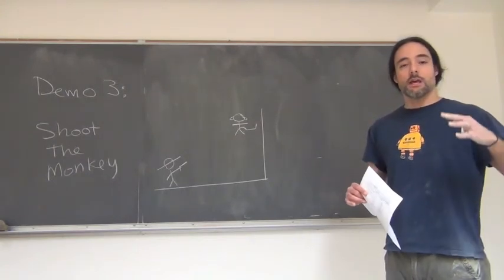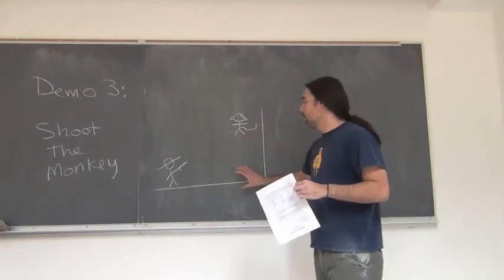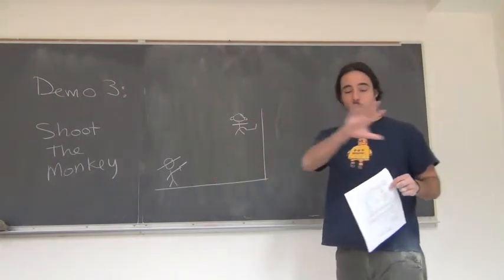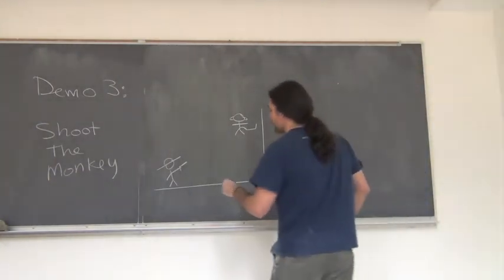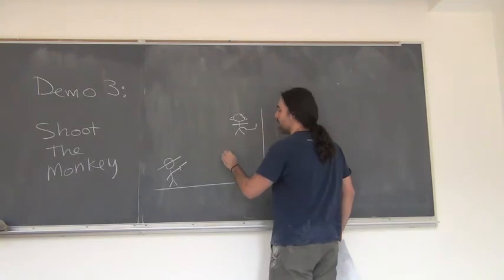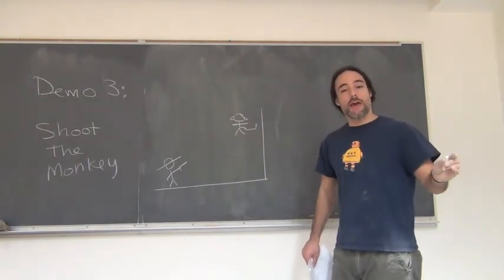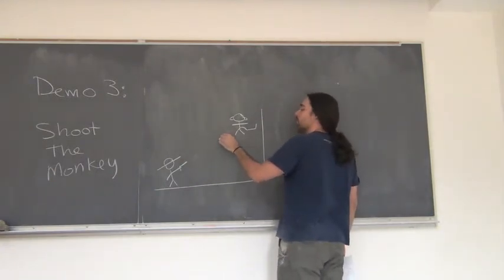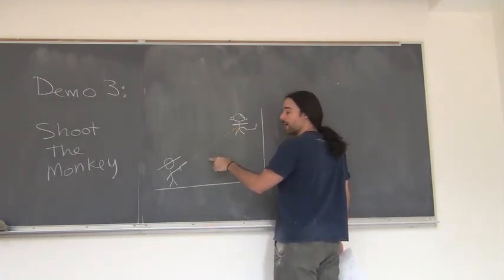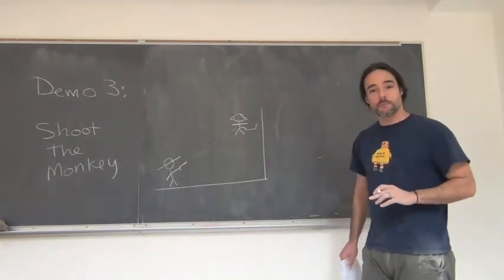So gravity, which normally would have pulled the monkey down, the monkey's not going to go down. The monkey's just going to stay in the same spot. And gravity, which would normally have pulled the bullet down as well, we're also going to turn that off too. So we're just turning off all gravity. So the bullet now, instead of undergoing a parabolic trajectory where it's curved, it's just going to go in a straight line toward the monkey.